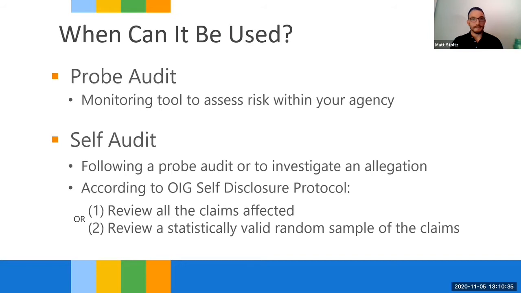So for a self audit, there's two ways according to the OIG self-disclosure protocol. You can review all the claims affected or a statistically valid random sample of the claims. For some instances where there may be 1,000 claims, going through all those may be very time consuming and more of a burden than your agency may be able to handle. Therefore, having the ability to use a tool like RAT-STATS to develop a statistically valid random sample is both efficient and timely.